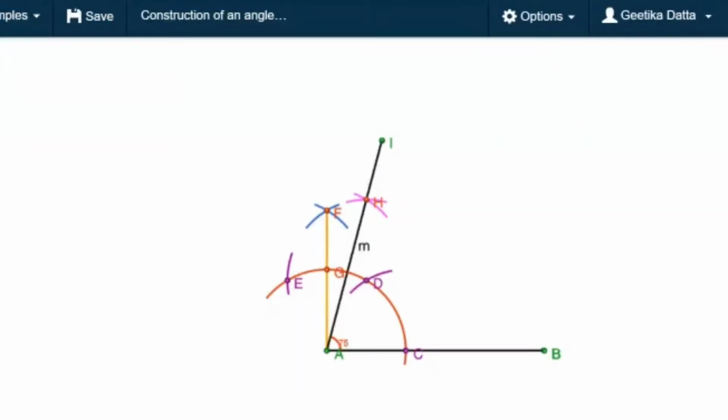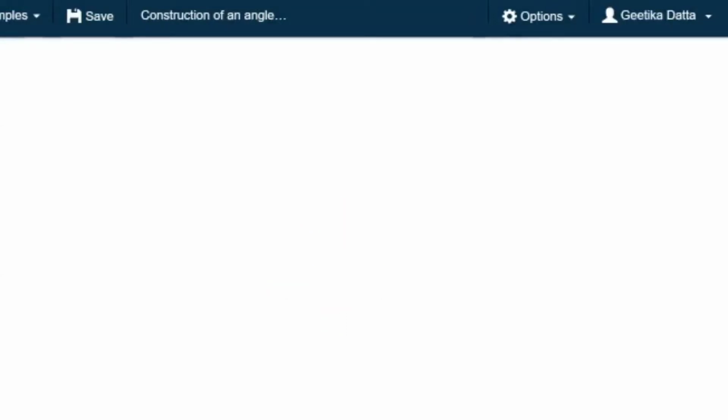So hello everyone, in this video I'll be telling you how to construct an angle of 75 degrees using the ruler and a compass. We already know how to construct angles of 60, 120 and 90 degrees. So using these angles, I'll be constructing now an angle of 75 degrees. So let us see the steps of construction.